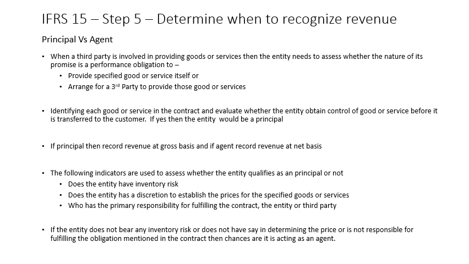If the entity does not bear any inventory risk or doesn't have a say in determining the price of the product, good, or service, or is not responsible for fulfilling the obligation mentioned in the contract, then it is more likely that it is acting as an agent and is to recognize revenue on a net basis.